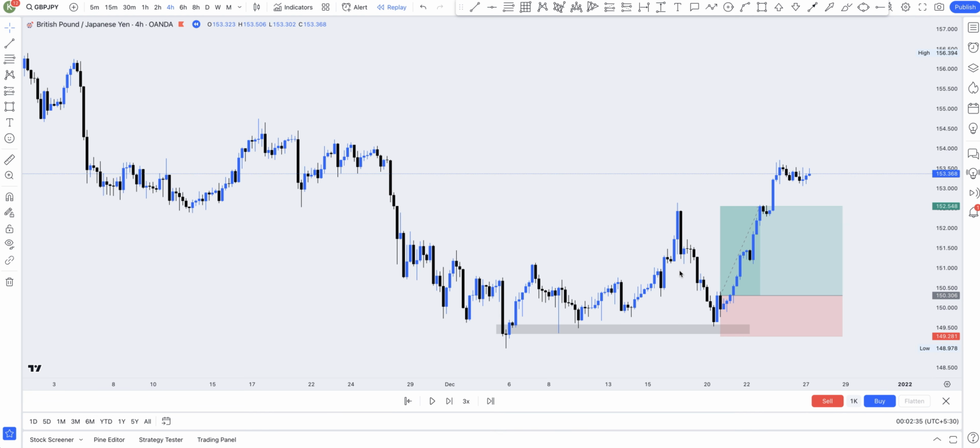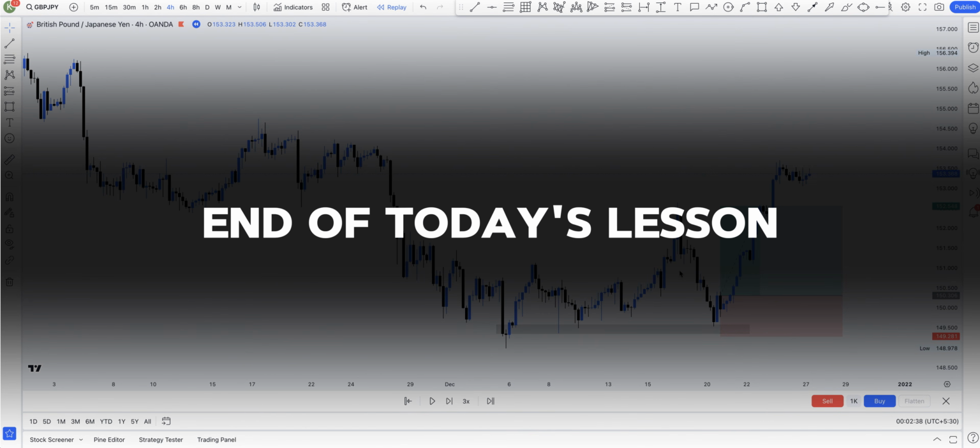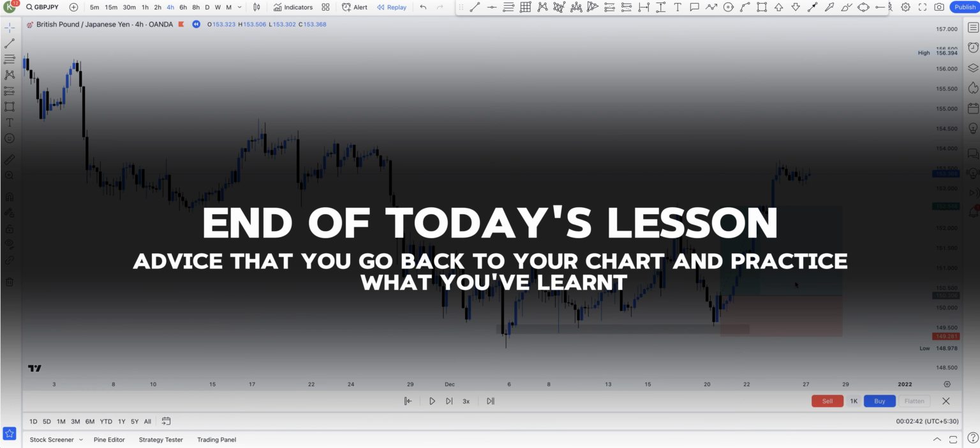This has brought us to the end of today's lesson, and I hope you've learned something new. My advice is that you practice this, go back to your chart and practice what I just taught you. That is how you become perfect. Remember, the chart is the best mentor. So go back to your chart and practice all this.